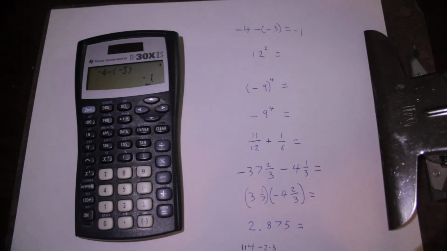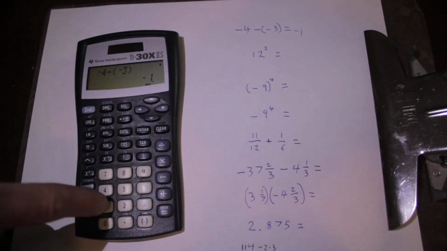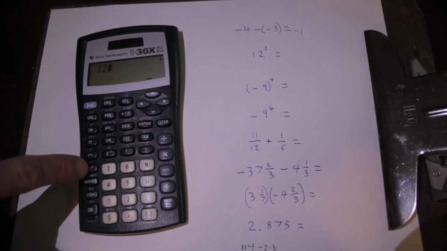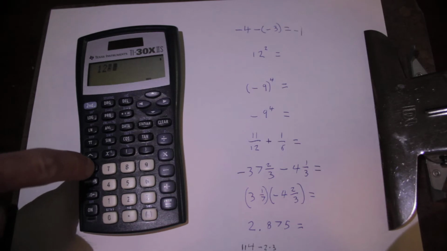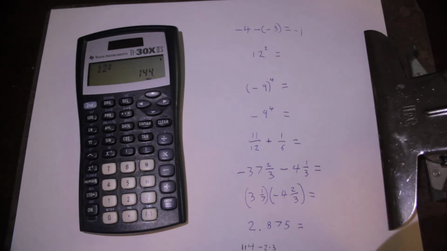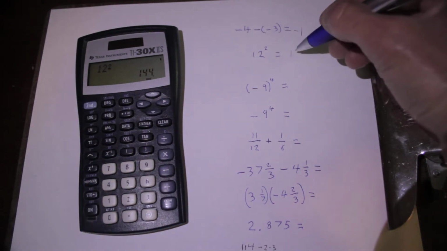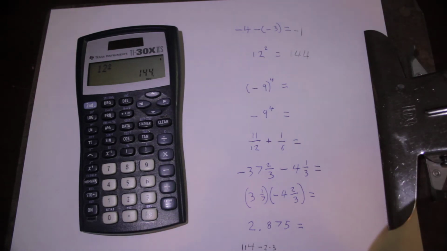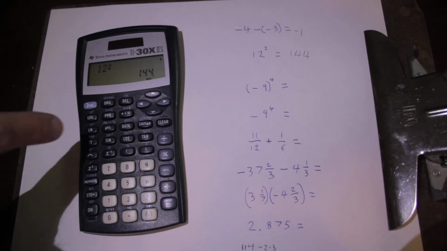Now we have an exponent, 12 squared. Type in 12. To get your squared, you have your x squared button right here. So 12 squared, enter, tells you that the answer is 144.